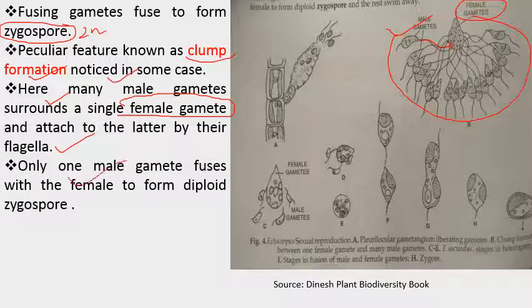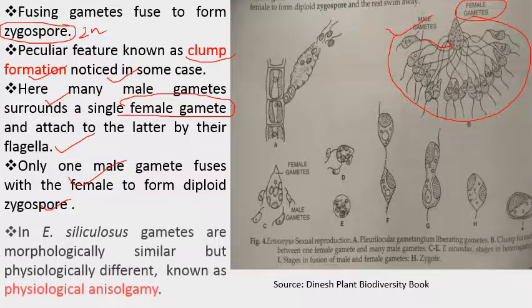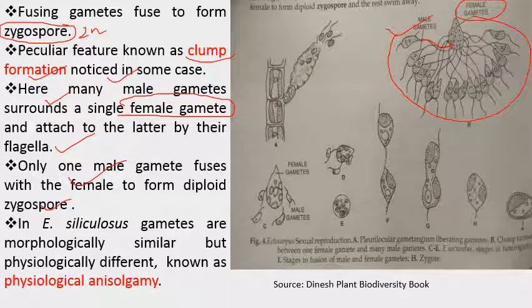So only one male gamete is able to fuse with the female gamete and results in the formation of diploid zygospore. In case of Ectocarpus siliculosus, जो gametes हैं they are morphologically similar. Morphologically वो similar होंगे, हम उनको differentiate नहीं कर पाएंगे morphologically, but they are different in their physiological activities, means they show differences in their mobility or in their physiology, and this is known as physiological anisogamy.